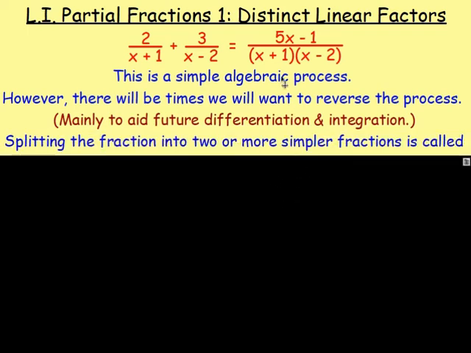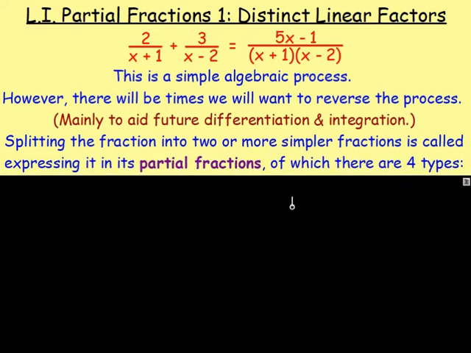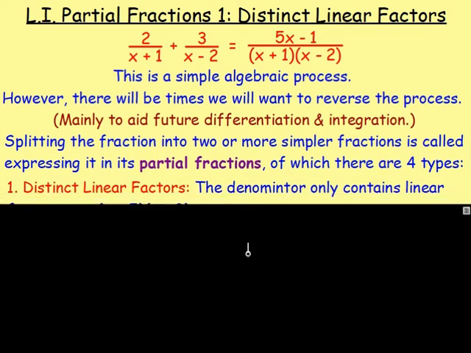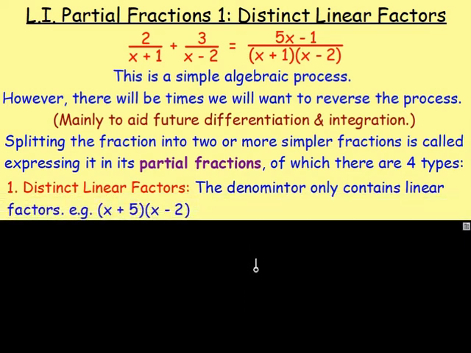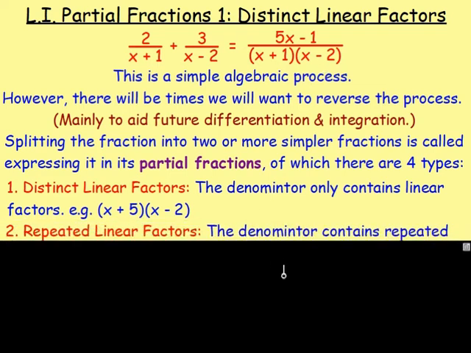And if we split the fraction, the (5x take away 1) over (x plus 1)(x take away 2), into 2 or more simpler fractions, so in other words if we go back the way, then that is known as expressing it in its partial fractions. And there are 4 types of partial fractions which we will come across in this chapter. First one, distinct linear factors. This is where the denominator only contains linear factors such as (x plus 5)(x take away 2). Or here we've got an (x plus 1) and an (x take away 2). They are distinct linear factors.